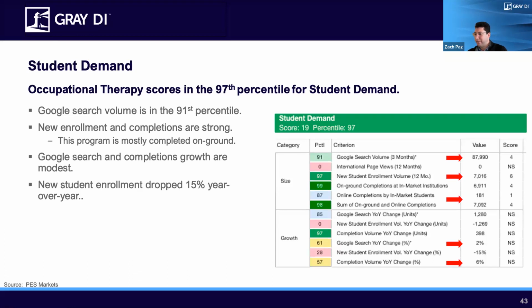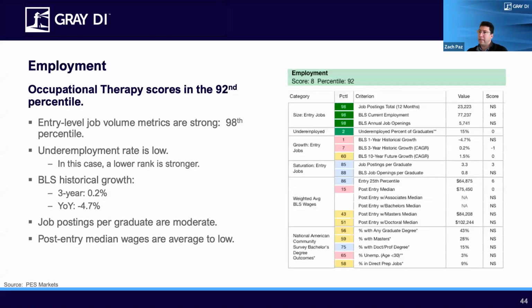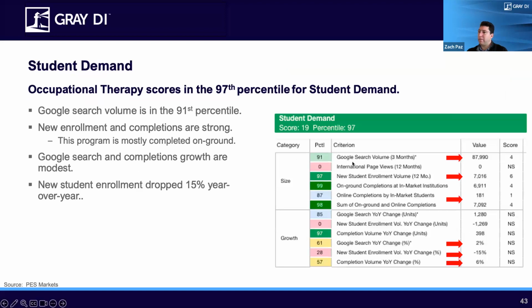And Google search grew 2%, and new student enrollment declined 15%. So there's a little bit of a mixed message here between growth rates from sources. I'm not as confident with what's going on, although 2 of them are saying growth. Overall, it's a large program area, with the majority of these in the 90s. It's not as big of an online program, that's an 87th percentile. And then growth rates are a little bit mixed at this moment.